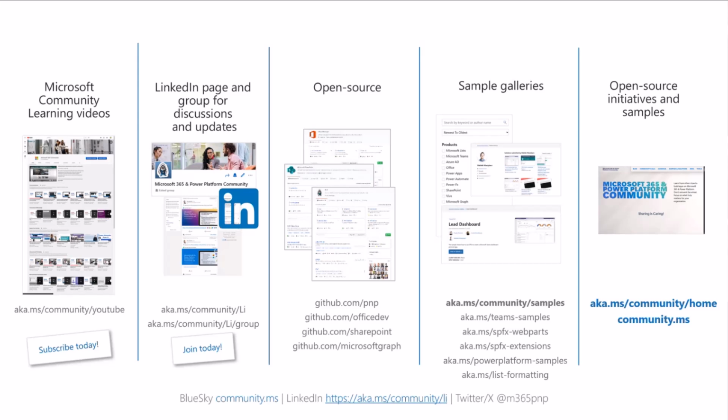On top of that, we have LinkedIn, open source, sample galleries, and a lot of different assets available. There are one or two URLs right now on the list, but either one of them works in the same way, which is aka.ms/community-home or community.ms, and that's a relatively new domain which we are also using. Both of them redirect to the same location, so you can find all of the different assets which are available.